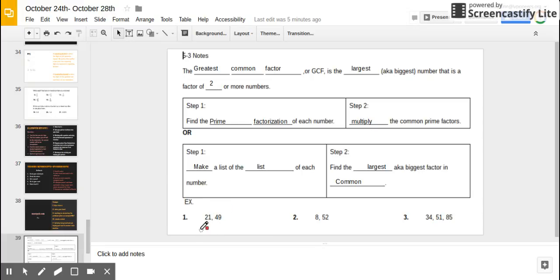So if I were to do the prime factorization for 21, which means make a factor tree, 2 digits that I can multiply to get 21 are 3 and 7. And those are both prime, so you would circle them. Okay, and then prime factorization for 49. Again, to get 49, you multiply 7 times 7, and 7s are both prime, so you would circle those.